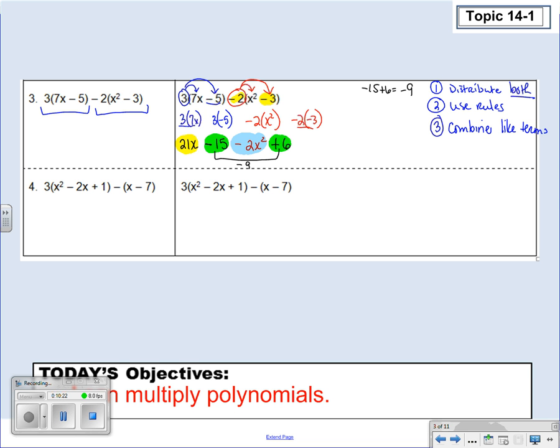Now we can write our answer. Generally, we write our answer with the highest exponent first. So that means I'm going to start off with the negative 2x squared because it's here. Followed by, it's a positive 21x. So it's a plus 21x. And then when we combined our like terms, we came up with a negative 9, so it becomes a minus 9.